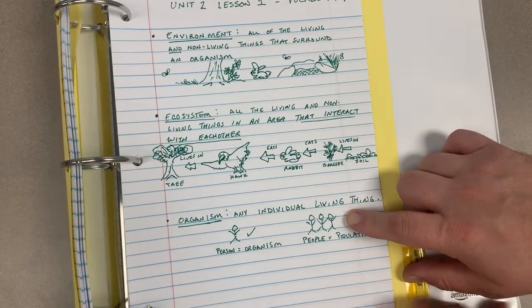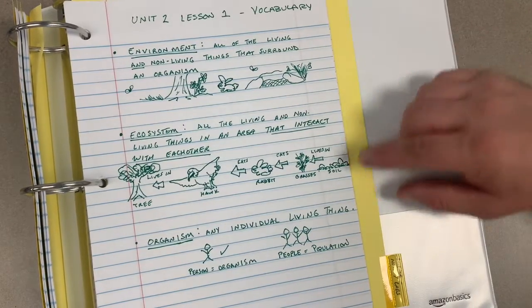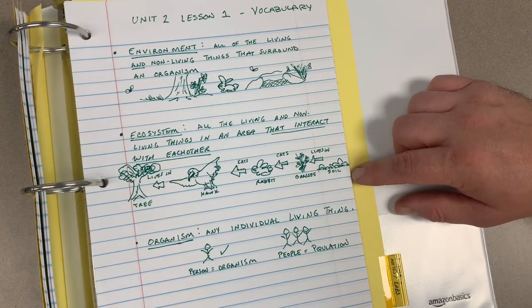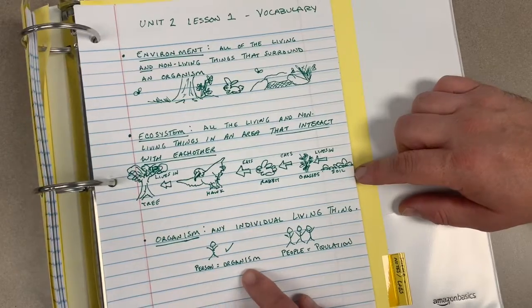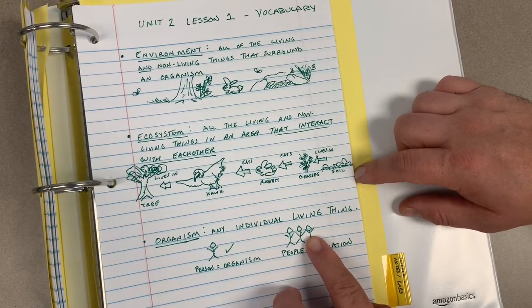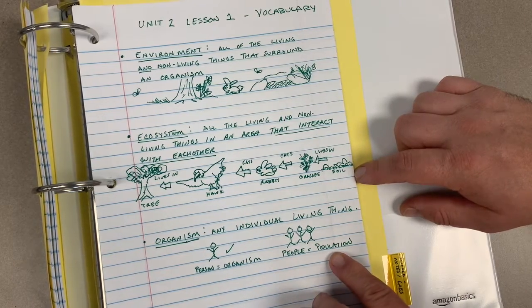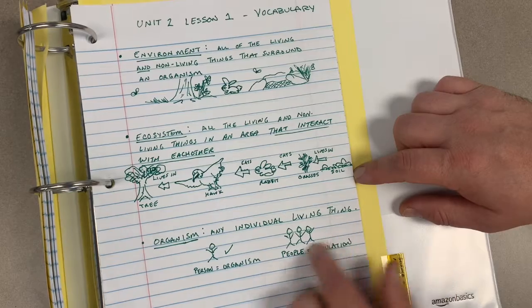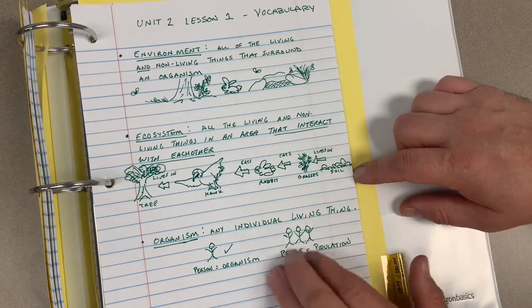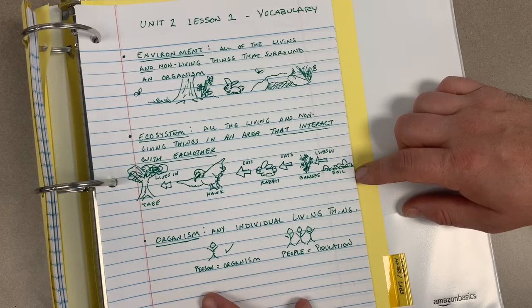And last but not least, we have an organism. You might remember this from our last unit, but an organism is any individual living thing. So I have down here a person would equal an organism. A lot of persons living together in a single area would become a population, and that would not be an organism. A population, again, is a group of organisms living in a single area. An organism is just that one living thing.